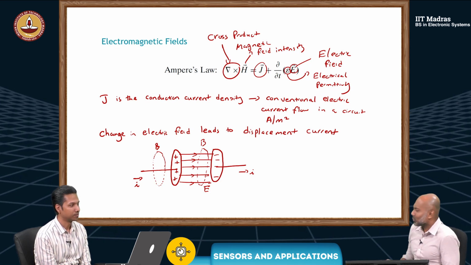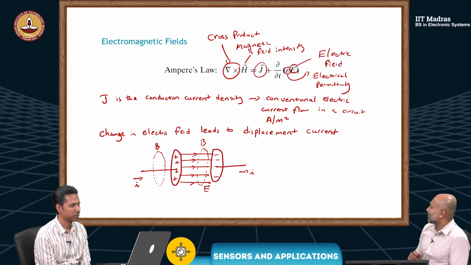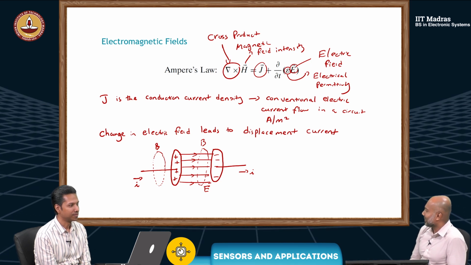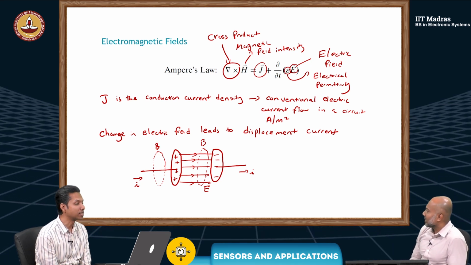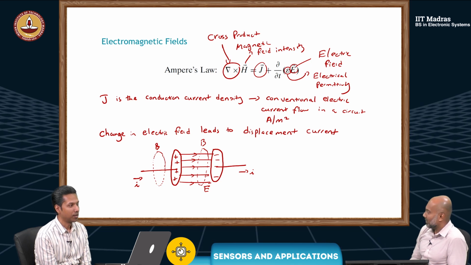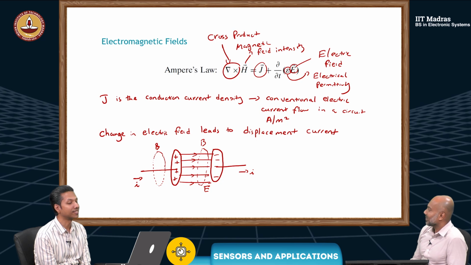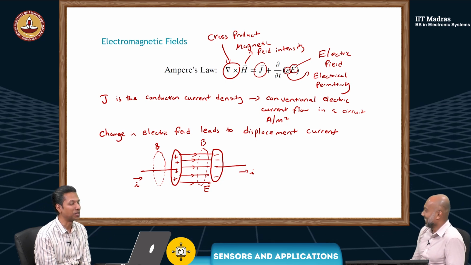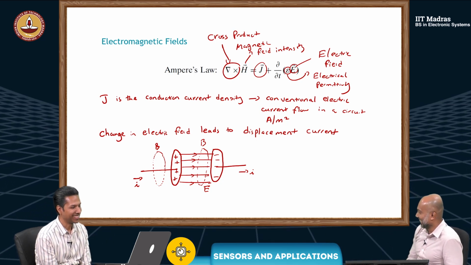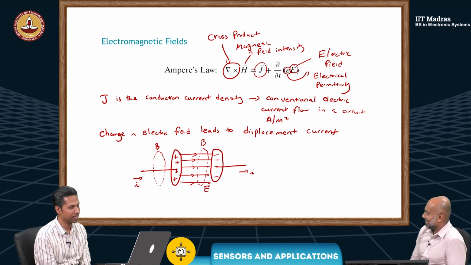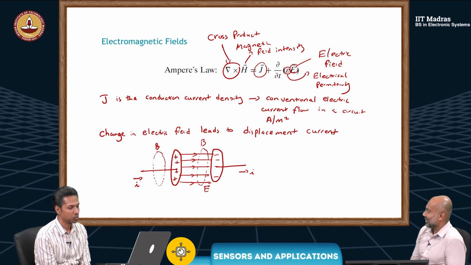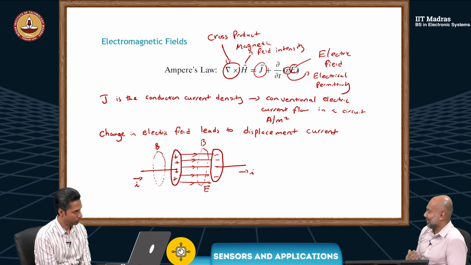So there is some history. I'm not too sure about this history, but I think initially it was del cross H is equal to J, Ampere's law. But it was not satisfying this condition, as you have described, so people were confused. Then they introduced this displacement current component, so it's a complete equation.